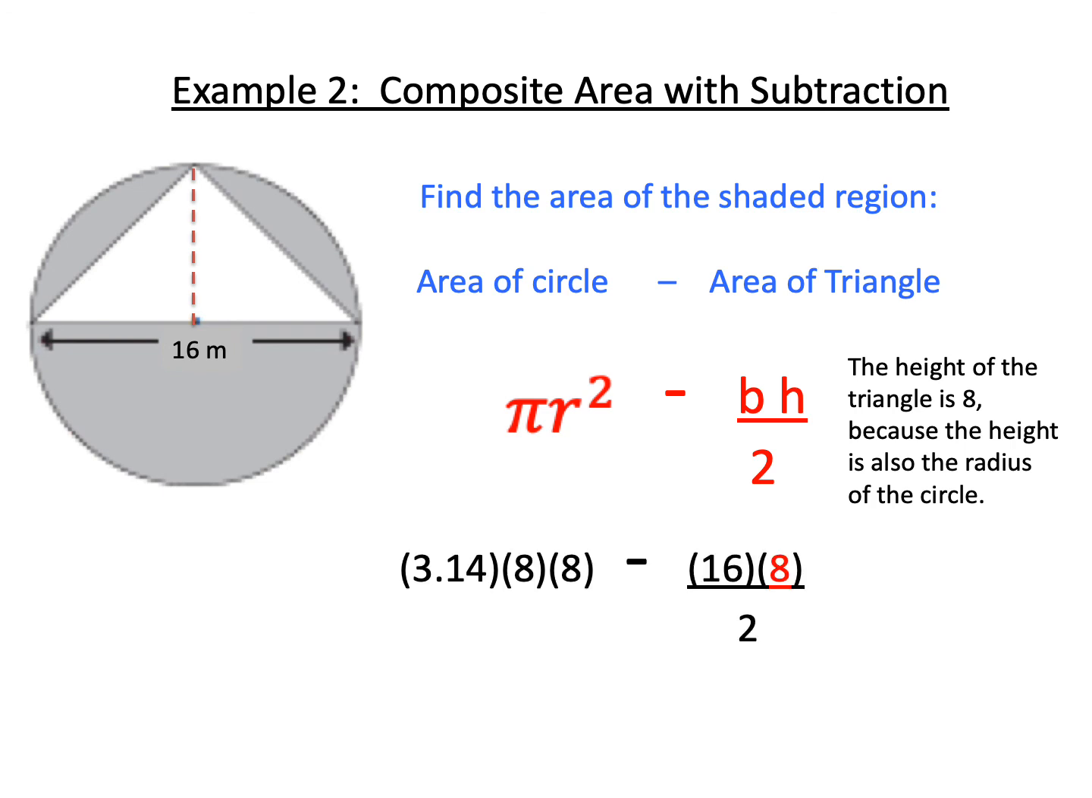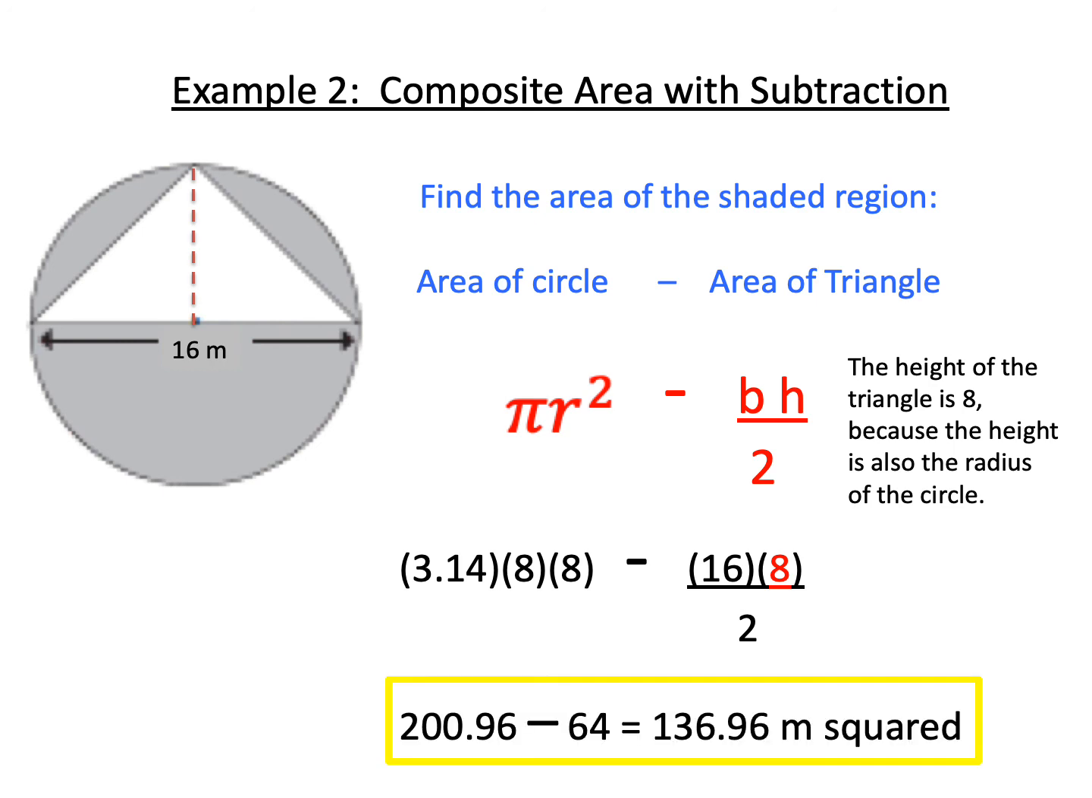Next, we would substitute the values we know. Pi would be 3.14 times 8 times 8 minus the base of the triangle, which is 16, times the height, which is 8, all of that divided by 2. If we put that into our calculator, we get 200.96 minus 64, and that equals 136.96 meters squared.